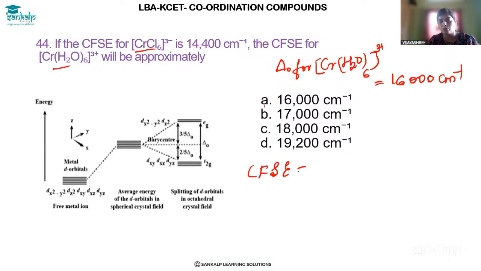CFSE is equal to, as I already said, the second term becomes 0, so it is the number of electrons in t2g into 0.4 into delta naught.